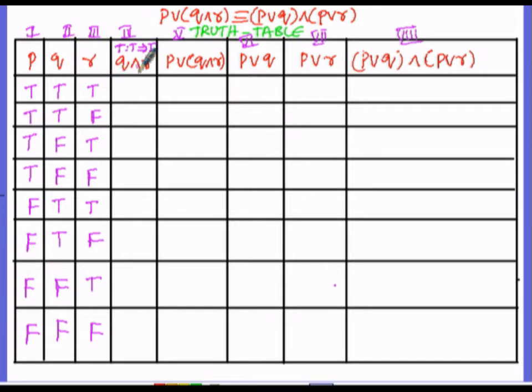Since it is a conjunction, true and true gives true. So here we have to search for T and T in the second and third columns. T and T will be T. Here, in this row, T and T is there, so we write true, and none other. The remaining all will be false.